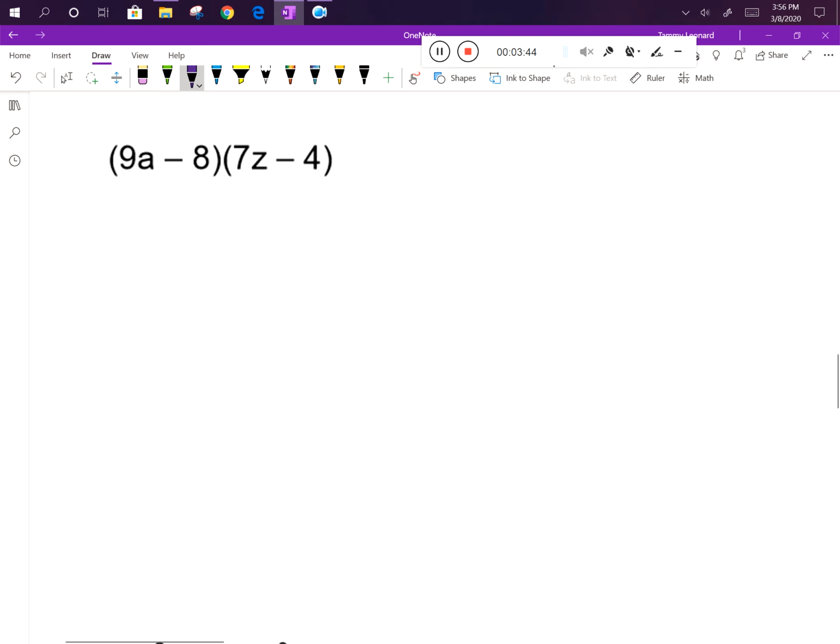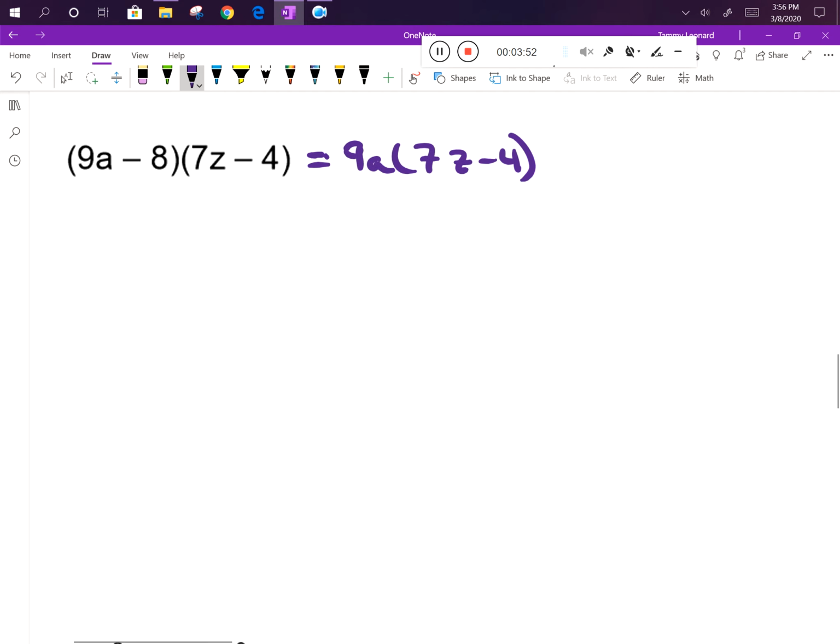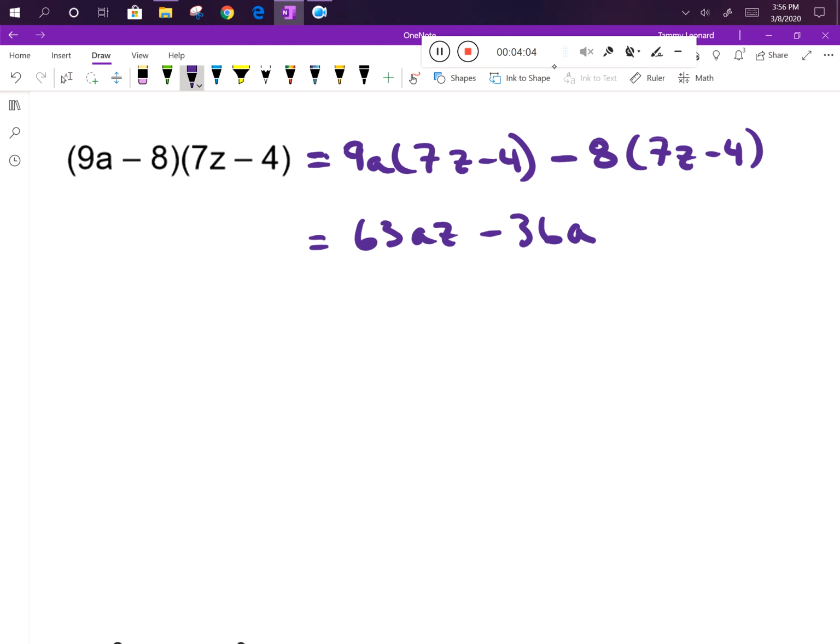This is a second double distribution. We need to start by distributing 9a through the 7z minus 4, and then we'll need to distribute the negative 8 through the 7z minus 4. So we have 63az minus 36a. Then we distribute the negative 8, negative 56z plus 32.